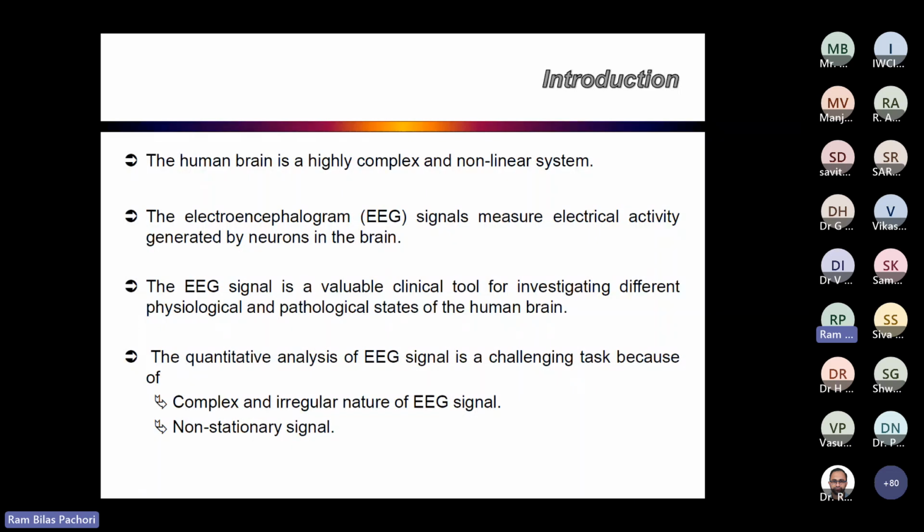it will tell you what is the disease, what is the level of the disease. And this quantitative analysis of EEG signal is a very challenging task because the signal is very complex, complicated, and irregular in nature. If you see the EEG signal, it does not have any symmetric nature or any well defined nature.